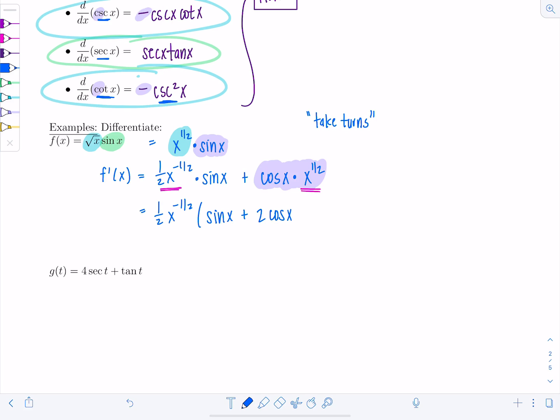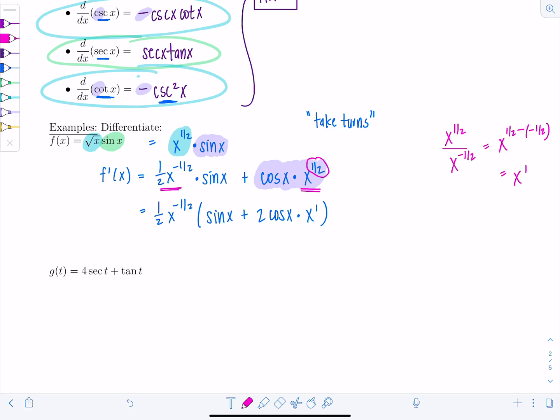Cosine x, and then I'm going to have x to the first power, right? When I factor out x to the negative 1/2, I'm basically subtracting that from the exponent. So 1/2 minus negative 1/2 is x to the first. If you got confused right there, I took x to the 1/2 and I divided by x to the negative 1/2. So that's x to the 1/2 minus negative 1/2, so that's x to the first.